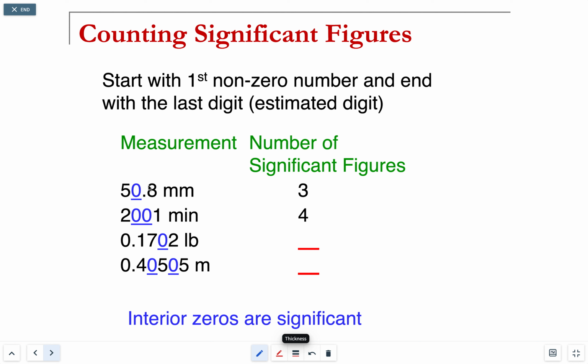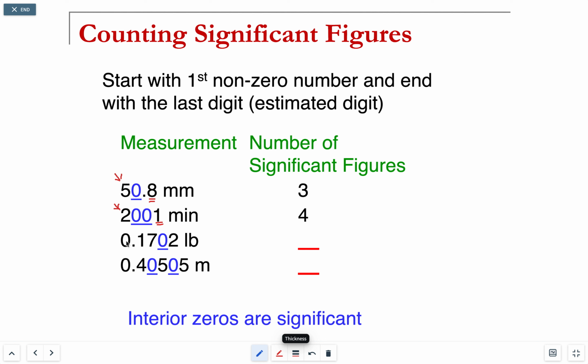Now, when we deal with zeros, there's some things that you have to keep track of. But again, our rule is going to stand as follows. Start with the first number that's not 0, that would be the 5, and count to the last digit that is expressed, which is this one. This is our uncertainty. So we have 1, 2, 3 significant figures. Here, we start with the first number that's not 0, the 2. Here's where our guessed number is, and so we have 4 significant figures here.